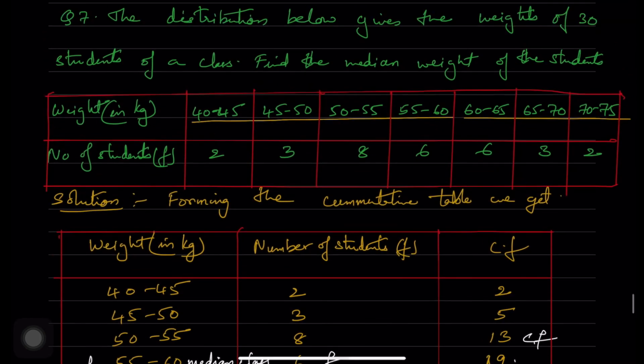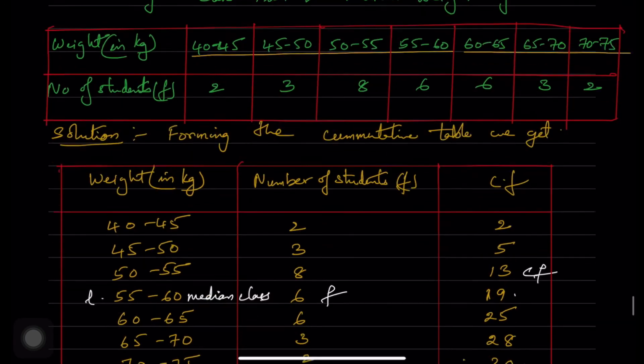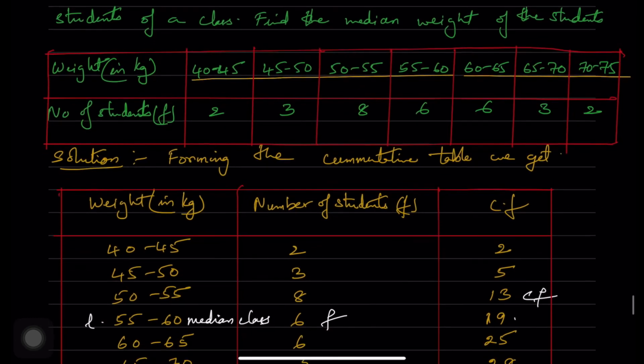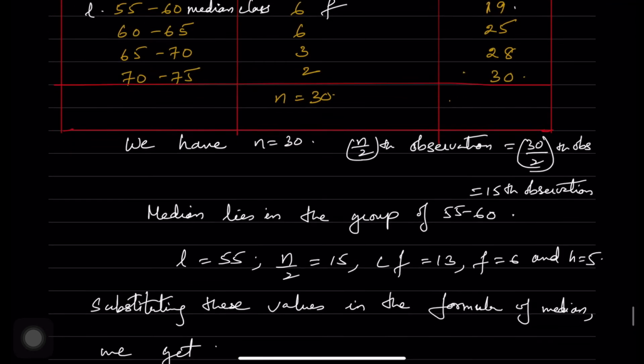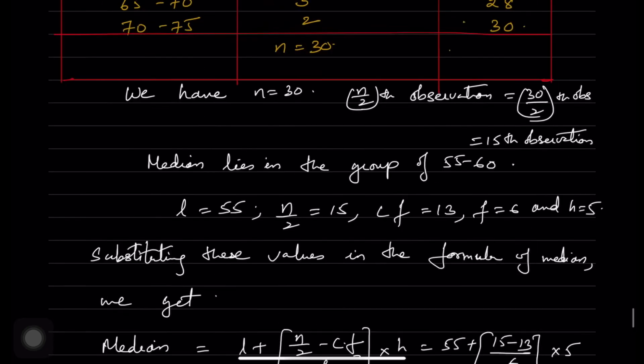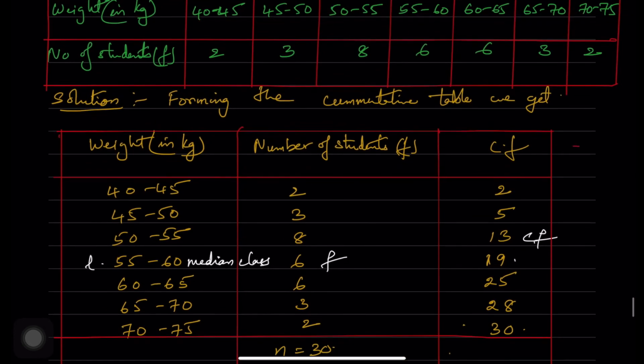Okay. So now the last problem. The distribution below gives the weights of 30 students of a class. Find the median weight of the students. So now weight in kgs, 40 to 45, 45 to 50, 50 to 55, all these values are given. When finding this, first you have to find the cumulative frequency. The number of students, F, is 2, 3, 8, 6, 6, 3, 2.